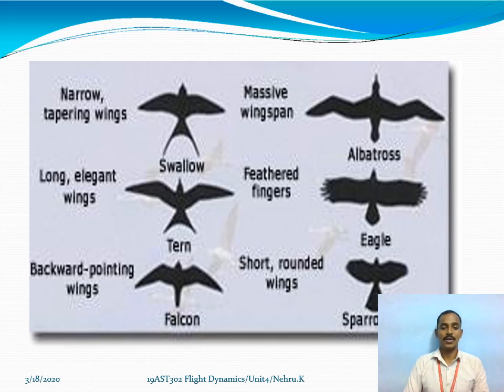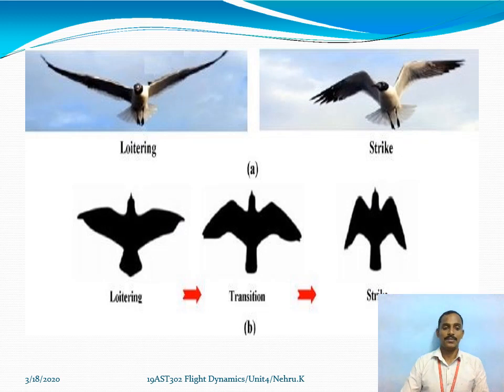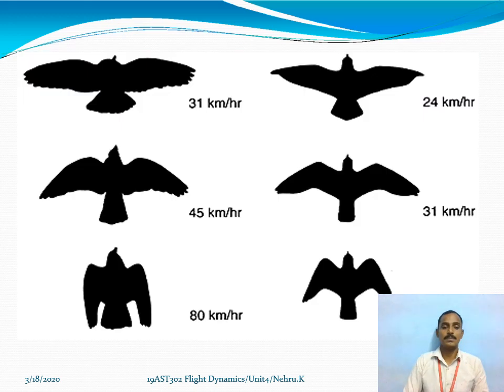shorter, rounded wings. So from this, when the bird is in the condition without flapping, which is called loitering, and then transitions to striking the target or landing, the wing position changes from loitering to transition, and transition to striking position. We can understand the difference in wing position and wing configuration, which makes the delta wing position.